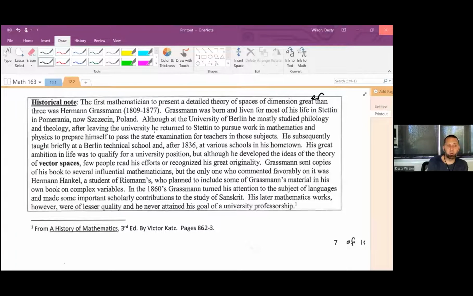His later mathematics works, however, were of lesser quality, and he never attained his goal of a university professorship. His goal was to be a math professor. He created stuff that we're talking about today, but he never got to be a professor. And I think we're going to pick up his history a little bit in a subsequent lesson.